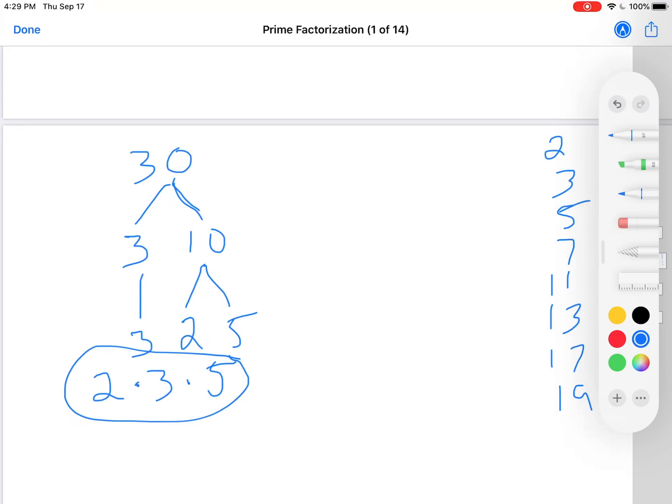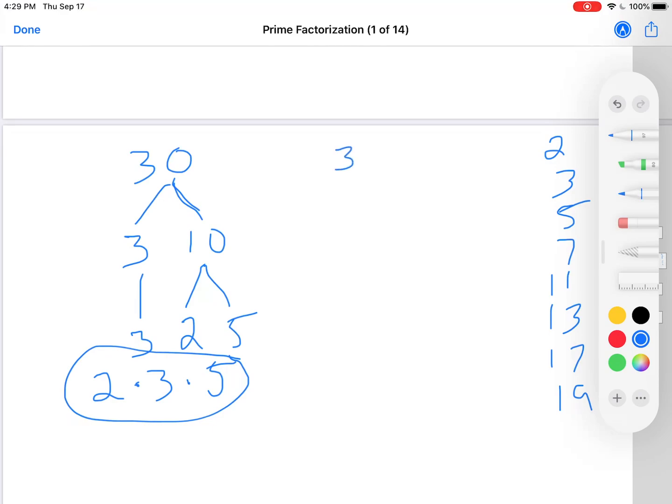Notice, 2 times 3 is 6, 6 times 5 is 30. But commutative property, 2 times 5 is 10, 10 times 3 is 30, 3 times 5 is 15, 15 times 2 is 30. Doesn't matter what order you do it in, it still makes 30, and those are the prime numbers, 2, 3, and 5.